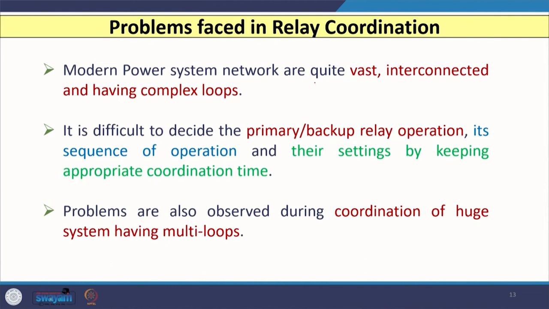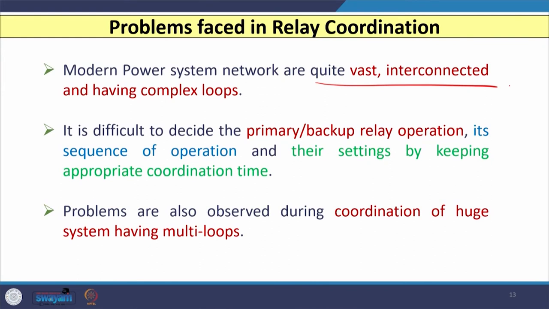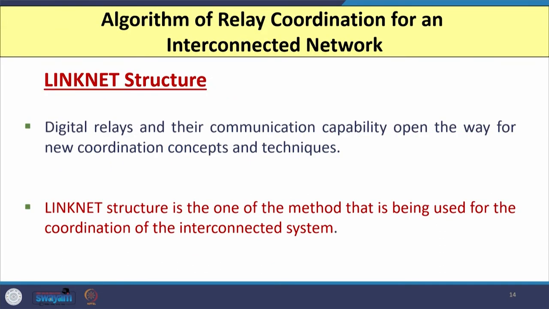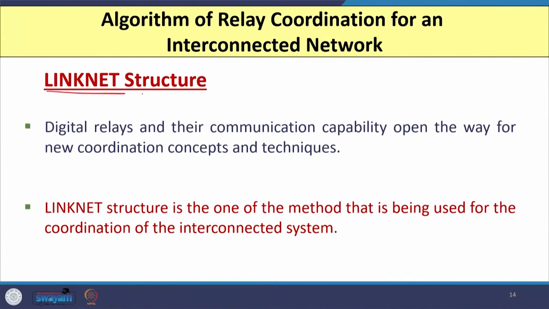So, in that case, we have to go for some other strategy. The other issue is that modern power systems are very complex, and hence it is difficult to calculate the primary and backup relay pairs. The sequence of operation, that means which relay will act as primary, which will act as backup, and what the settings of these relays are so that the coordination time between relays is maintained, will vary, particularly when we consider a ring network or multi-loop multi-source network. So, for that we need to go for a specific strategy, and that strategy is known as link net structure.